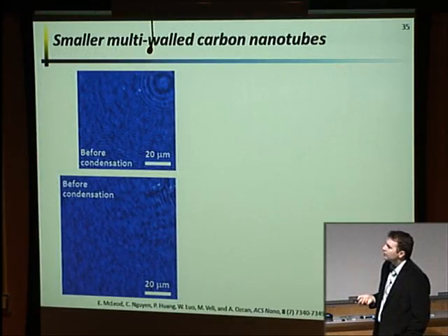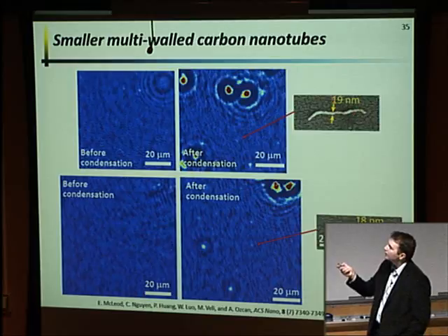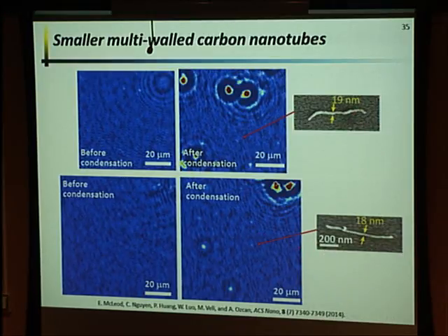This is an example of looking at carbon nanotubes again, but these ones are much thinner. They're sub-20 nanometers, and this is an example that's really right at our limit.